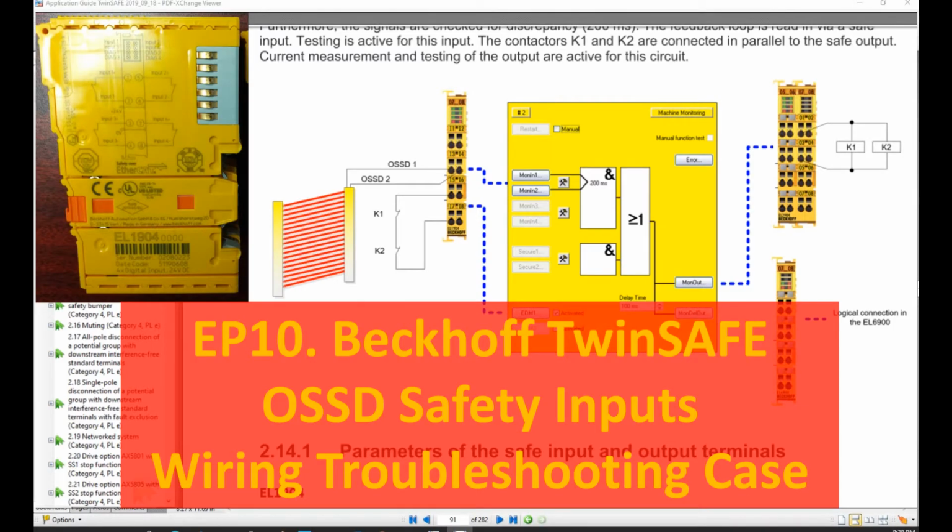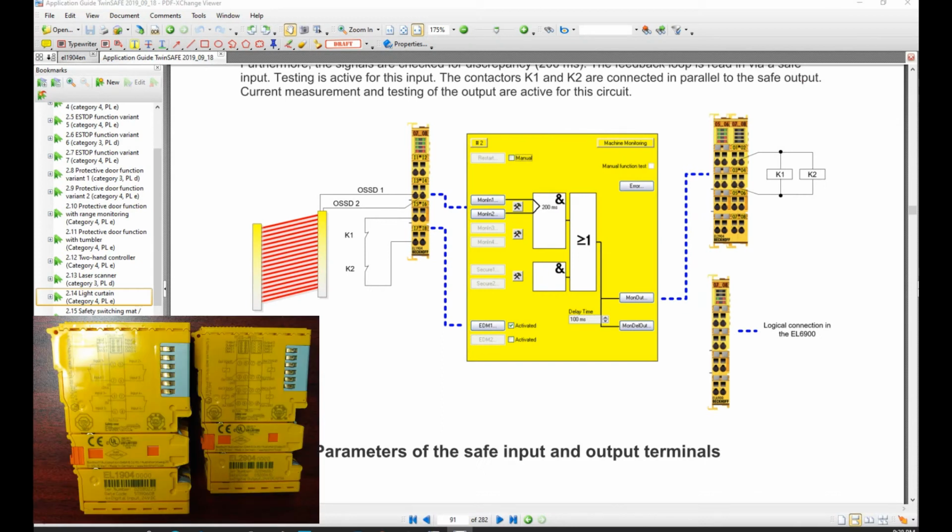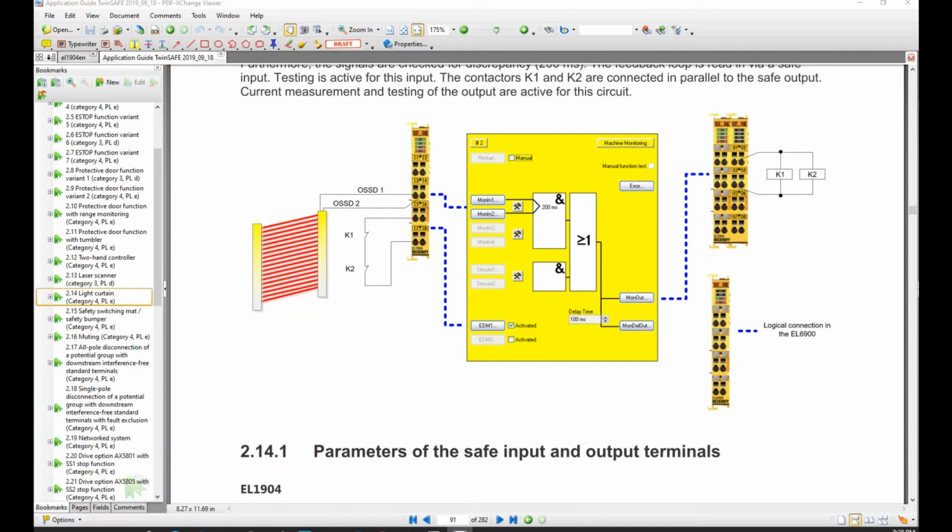Hello everyone, I would like to use this video to share one troubleshooting case. That is in the TwinSAFE system, when we use the safety input card, that is an EL1904 safety input card, and when we use OSSD safety input devices or components, for example the light curtain, when we design the wiring, we must take care of the OSSD signal.